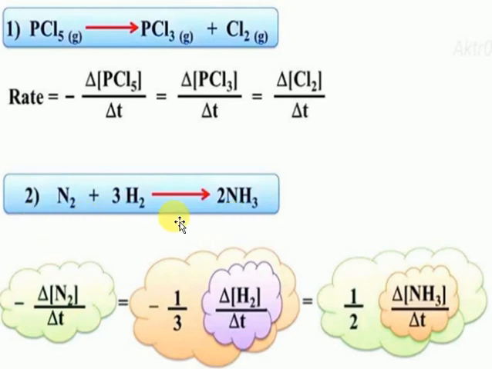So whenever you see the coefficient value, you mention 1 by that coefficient. What happens there: 1 by 1 dN2 by dt, 1 by 3 dH2 by dt, 1 by 2 dNH3 by dt. So why is 1 by 2 mentioned? We always calculate with respect to 1 mole only. Suppose 1 mole of nitrogen is consumed, 3 moles of hydrogen are consumed, clear? 2 moles of ammonia are forming. That's the reason why it is 1 by 1 dN2 by dt, minus 1 by 3 dH2 by dt, 1 by 2 dNH3 by dt only.